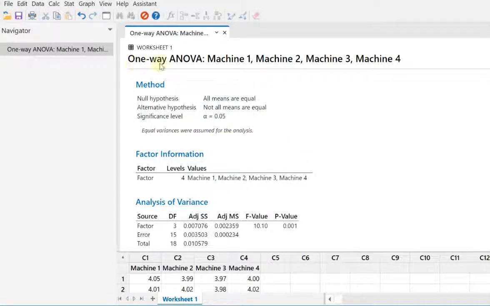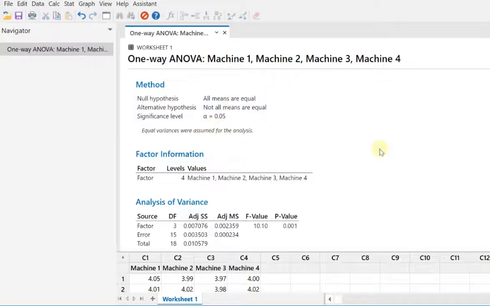So we're doing one-way ANOVA for machines 1, 2, 3, 4. The method here: the null hypothesis, all means are equal. You see that? The alternative hypothesis, not all means are equal. Our significance level is 0.05. There you go. That's our default. That's what we had, 0.05. And there is the check we put in that box, that equal variances are assumed.